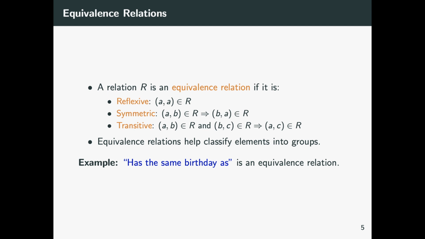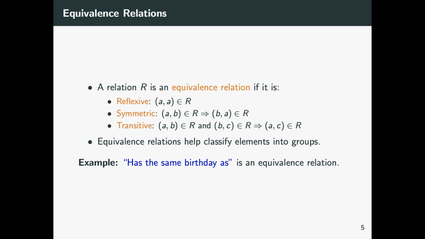Let's check if the three required properties hold for this relation. Obviously, Alice has the same birthday as Alice, and therefore the relation is reflexive. Also, if Alice has the same birthday as Bob, then Bob has the same birthday as Alice. Therefore, this relation is also symmetric. Finally, if Alice and Bob have the same birthday, and Bob and Charlie have the same birthday, then Alice and Charlie must also have the same birthday, making the relation transitive.